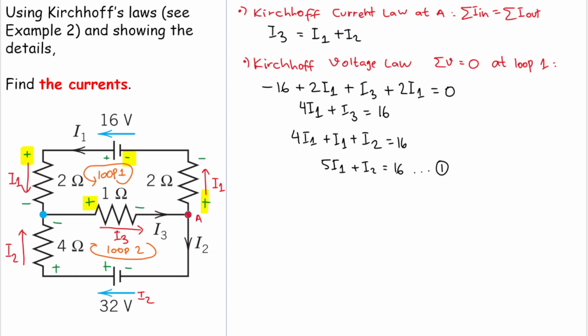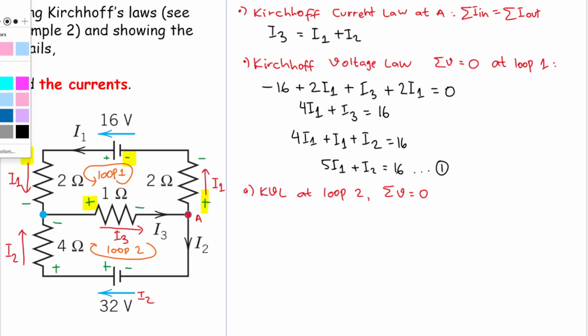Good. Now, let's do another KVL, but this time at loop number 2. KVL at loop 2. Okay, KVL says that the sum of the voltages in a loop will equal 0. Good. Now, let's start from this 32-volt battery. Okay, and the loop enters from the negative terminal, so we will have a negative sign.